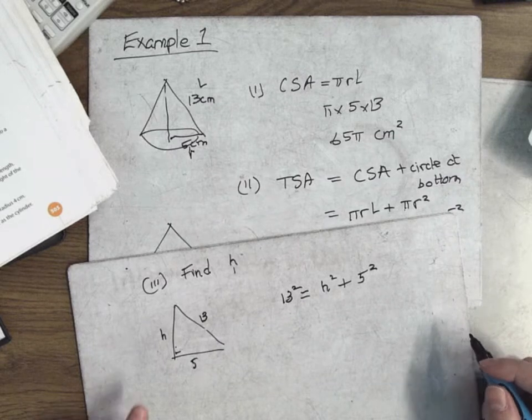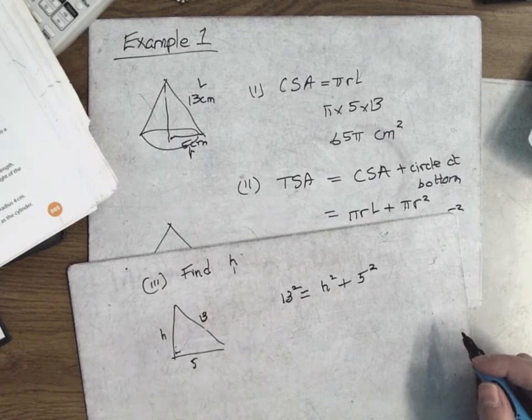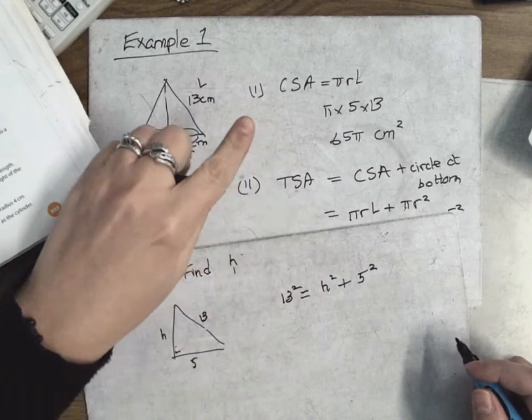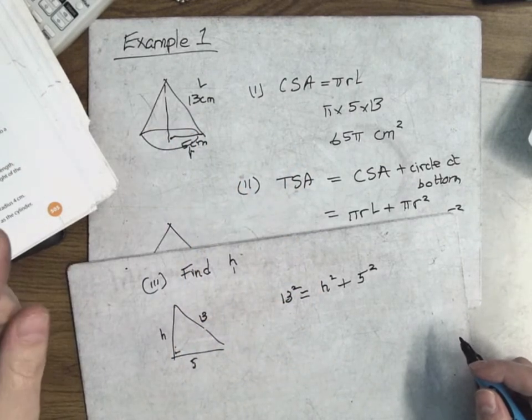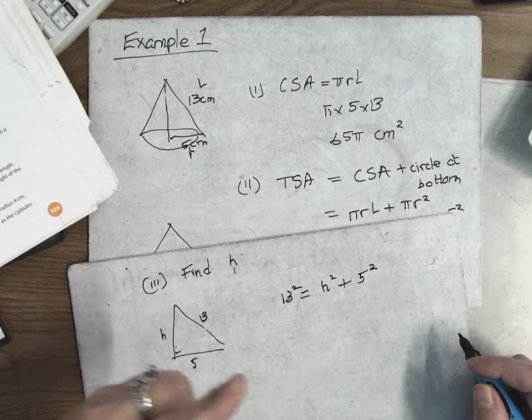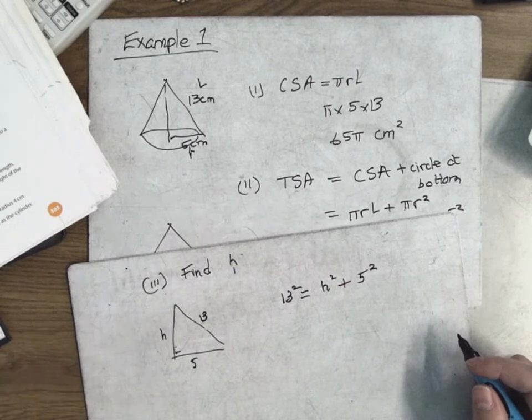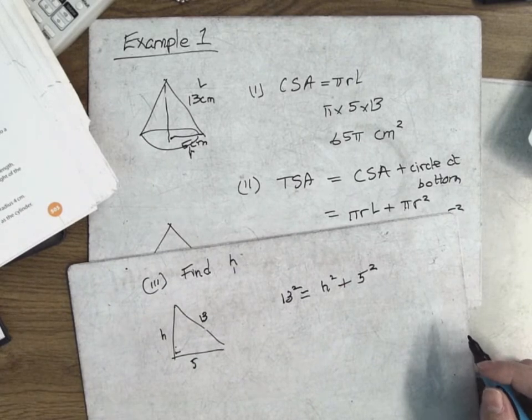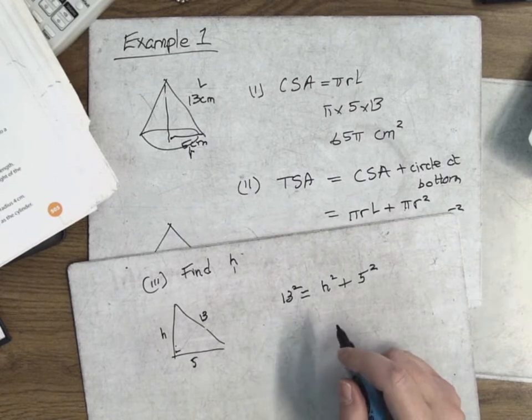Why am I calling it h? Why am I confusing you? Because h is in the formula for the volume. So I want you to know that that's what the h refers to. So it's the straight up height that is h, not the hypotenuse.